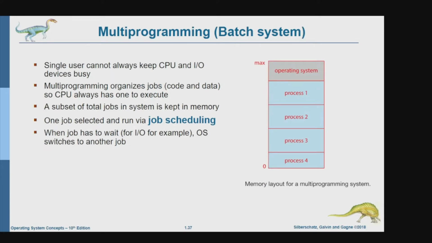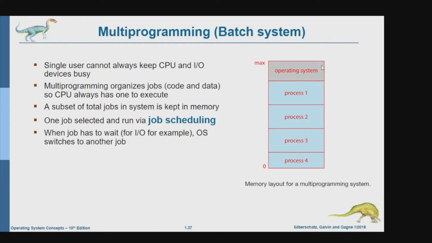Okay, this part is about multi-programming. So we have the batch system. A single user cannot keep the CPU, the central processing unit, and the input-output devices busy all the time. So multi-programming organizes jobs, code and data so the CPU always has one to execute. A subset of the total jobs in the system is kept in memory. So this one is the memory layout of a multi-programming system.